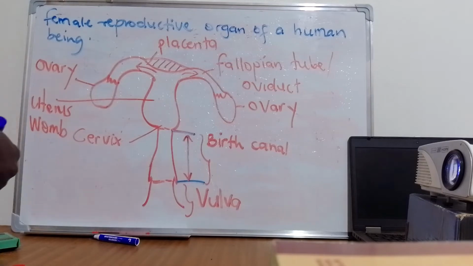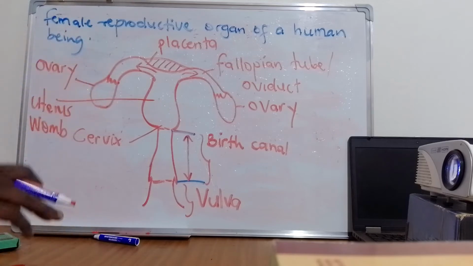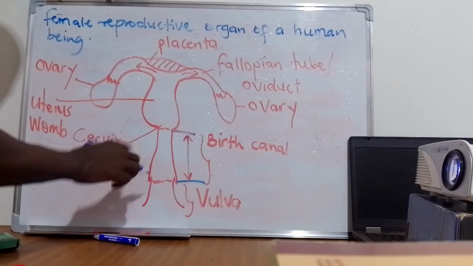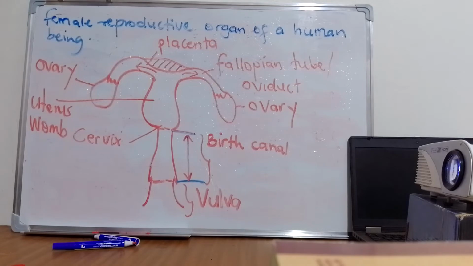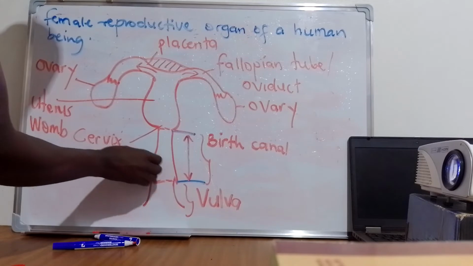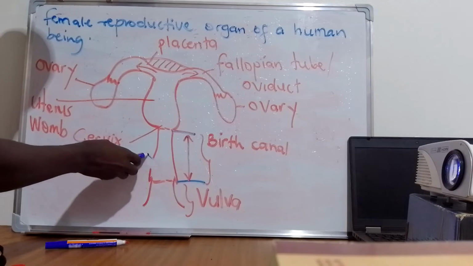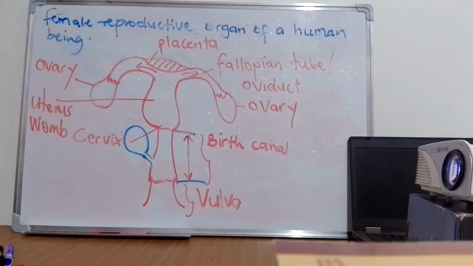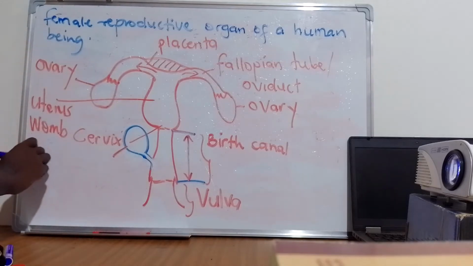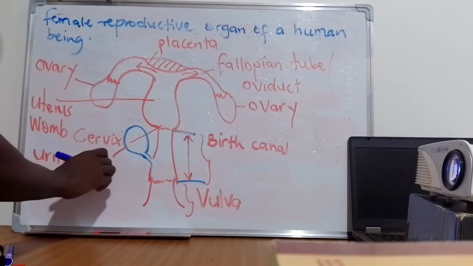Now, we can look at the functions of each part. This is a simple diagram. It solves the basics. Somewhere here, if I had wanted, I could have included the urinary bladder.